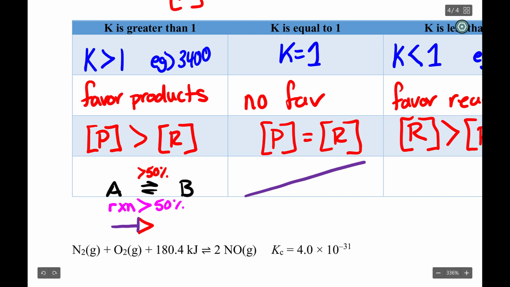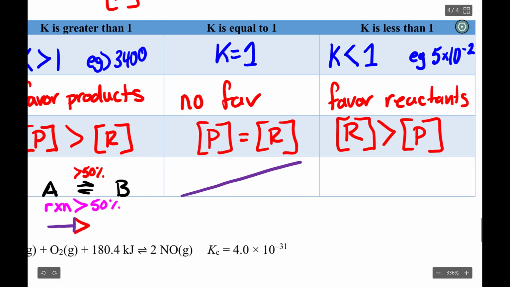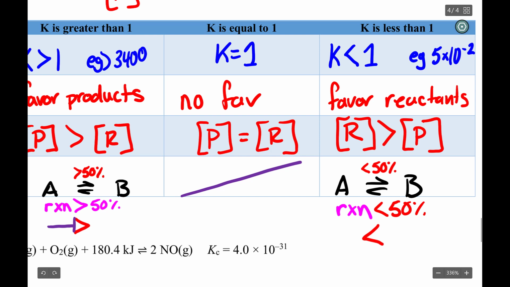This wouldn't be applicable here. And then here, I would say A is in equilibrium with B, but I would have the greater than sign pointing the other way, like this. And so what that means is the reaction is going less than 50% forward. So it must be favoring the reactants. Or what I can do is I can take that and turn it into an arrowhead. And because it's pointing at the reactants, I know I have more reactants.